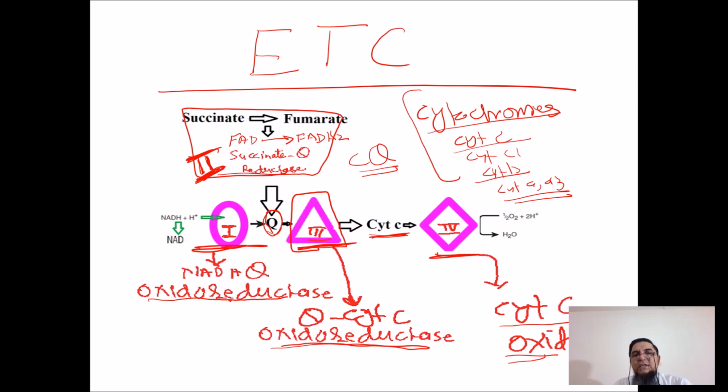Let me repeat it again. Complex 1 and complex 2 are connected with complex 3 by coenzyme Q. Complex 3 is connected with complex 4 with the help of cytochrome C. Coenzyme Q and cytochrome C are the mobile units. Complexes 1, 2, 3, and 4 are the fixed units.